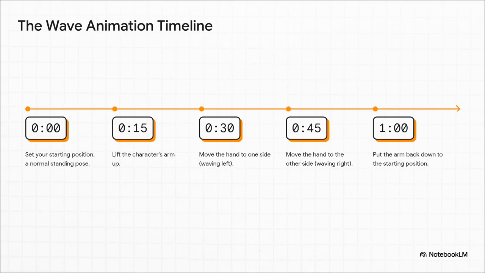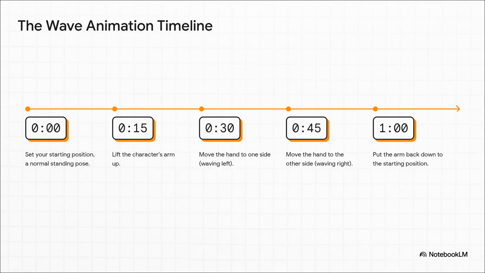Okay, let's build this wave together. Make sure your little timeline scrubber is at the very beginning, at 0:00. That's our starting pose. Now, drag that scrubber over to 0:15, select the character's arm, and just raise it up. See that little diamond that just appeared? That's your first keyframe. Now, slide over to 0:30 and move the hand to one side.